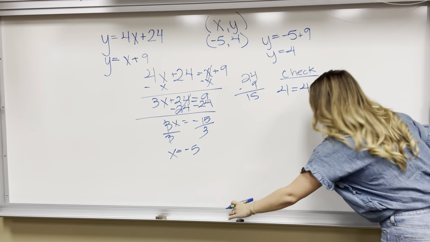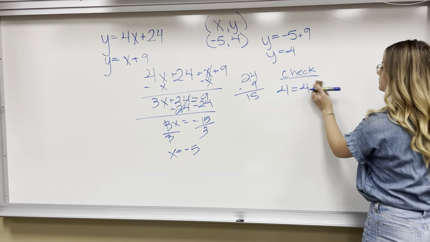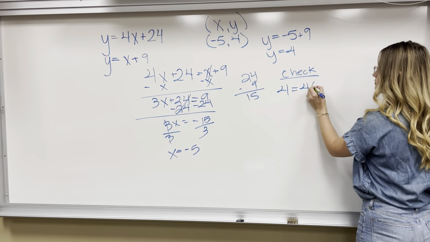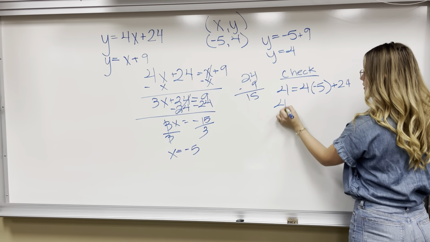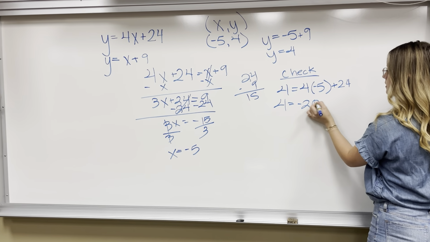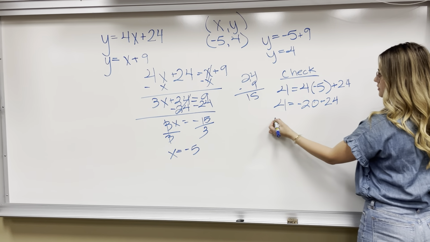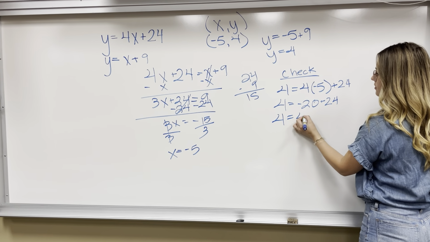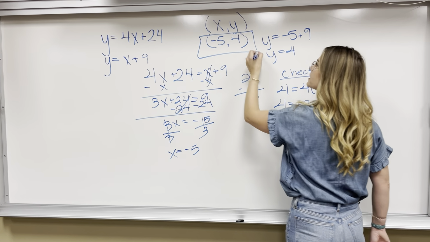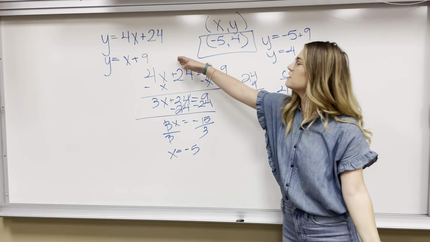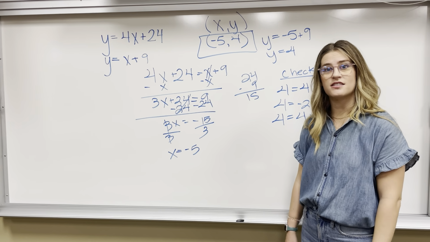Let's just make that easier to see. Plus 24. All right, 4 equals negative 20 plus 24, so perfect. We get 4 equals 4. So we are correct. And this is the point of intersection, the solution to the system where these lines would cross on the graph.